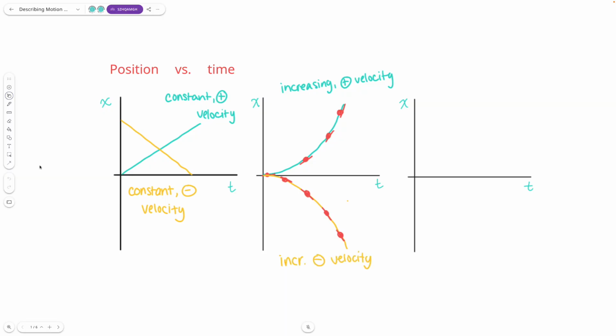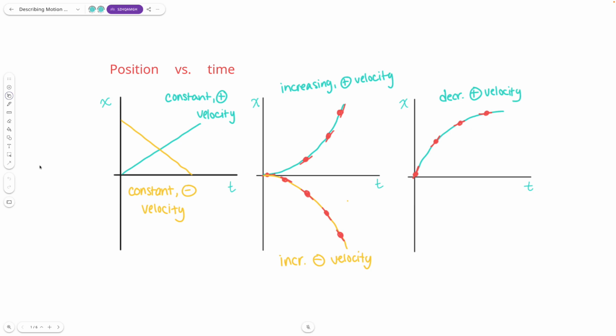And our last set of options here would be decreasing velocity. To show decreasing positive velocity, we want a slope that's positive but getting less steep over time. So that is going to look like this. Looking at our tangent lines, it starts off steeper, gets a little less steep and a little less steep, and at the end it's almost like a flat horizontal line. So here we have decreasing positive velocity.